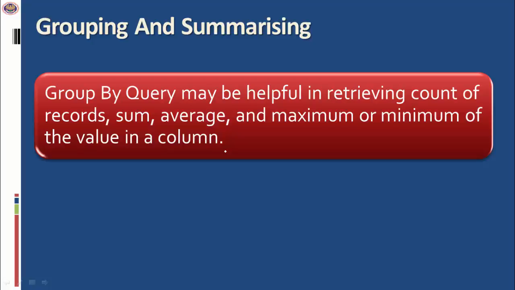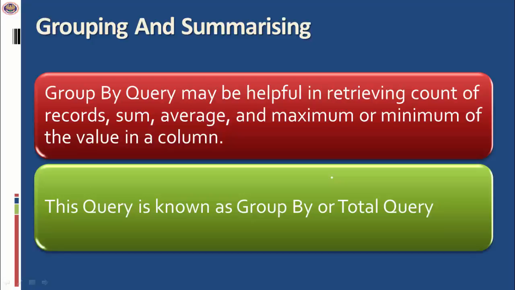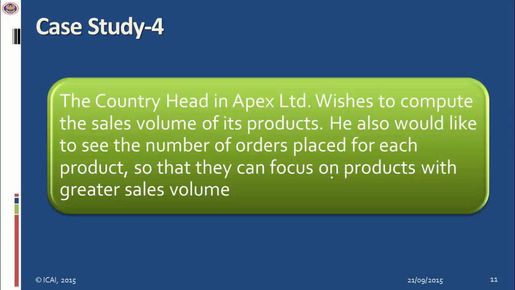Group by query may be helpful in retrieving the count of records, sum, average, and maximum or minimum of the value in a given column. This query is known as a group by or total query. The country head in Apex Limited wishes to compute the sales volume of its product. He also would like to see the number of orders placed for each product so that they can focus on the product with the greater sales volume.